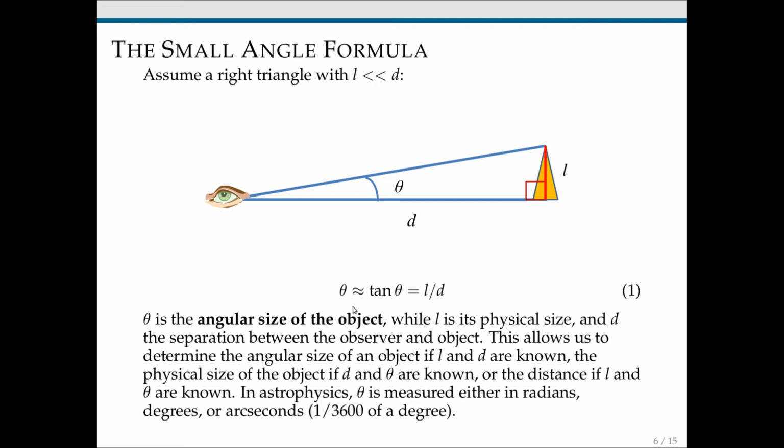Now, this geometry is identical to the geometry of an observer observing a distant object if the height L describes the height of that object, and base D is the separation between the observer here and the object. In that case, theta is the angular size of the object, commonly given either in units of radians, or degrees, or arcseconds, where 1 arcsecond is 1 over 3,600 of a degree.